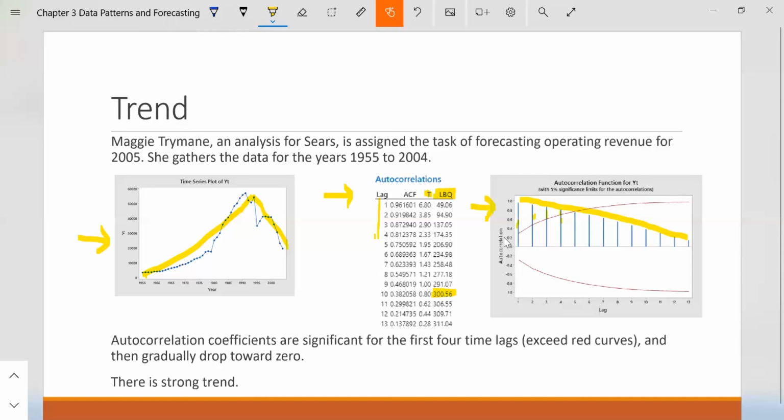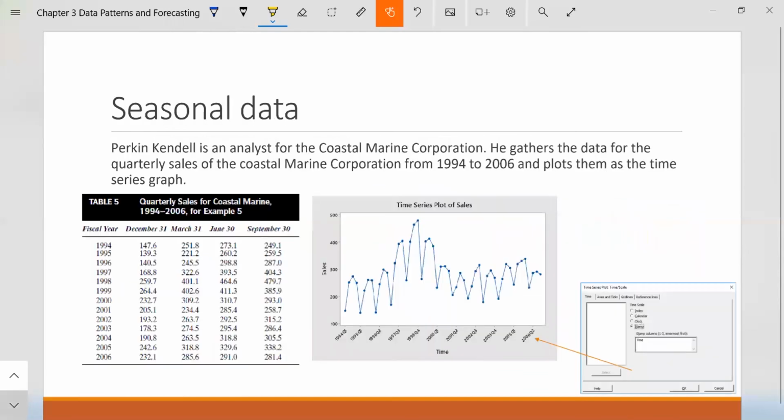It doesn't have to be the first 4. It could be the first 3, it could be the first 6. That's what we are looking for in determining whether there's trend or not. All right, seasonal data. How do we determine if there's seasonality? Okay, so here's another example.